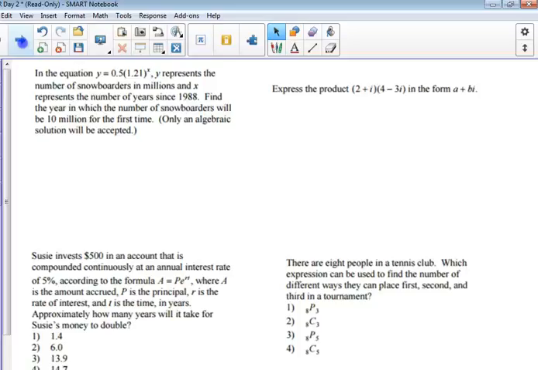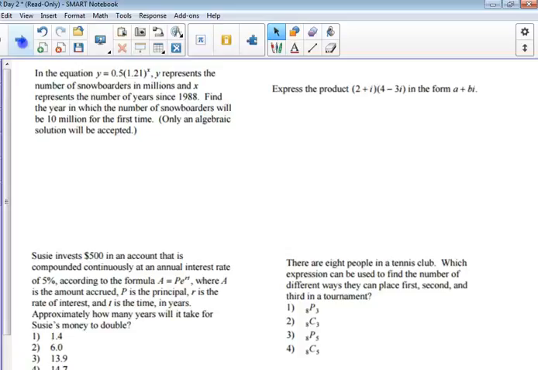So here's the first one here. In this equation, they give you a little number. They're saying Y represents the number of snowboarders in millions, and X is the number of years since 1988. Find the year in which the number of snowboarders will be 10 million for the first time.